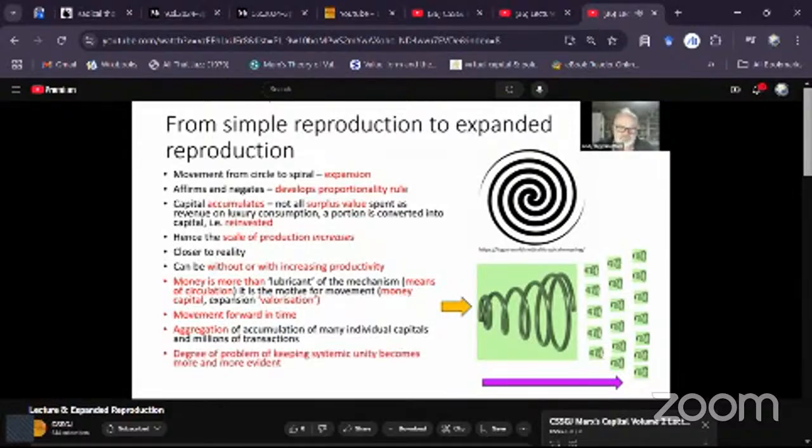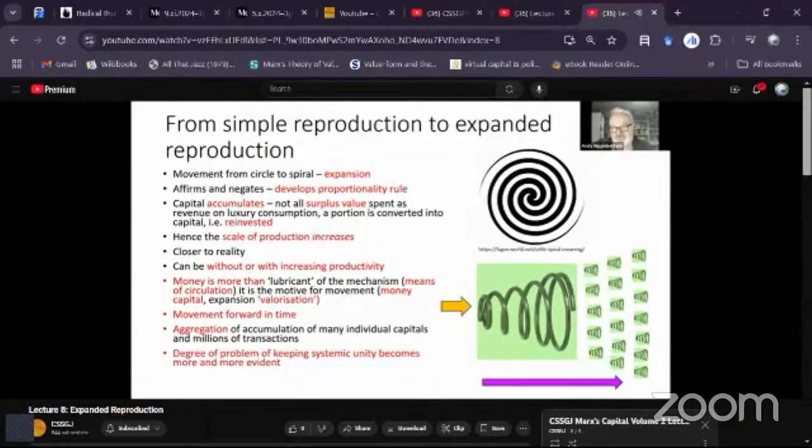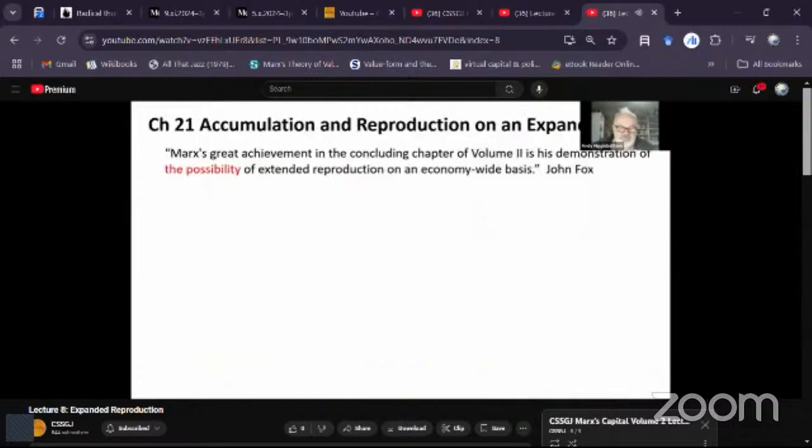So really the problem he's looking at, you could actually have started it the other way around, which is how on earth does it work at all, right? Because you've got the myriad of capitals, the myriad of decisions that they're making. Okay, so that's me really talking about what Marx is about here.